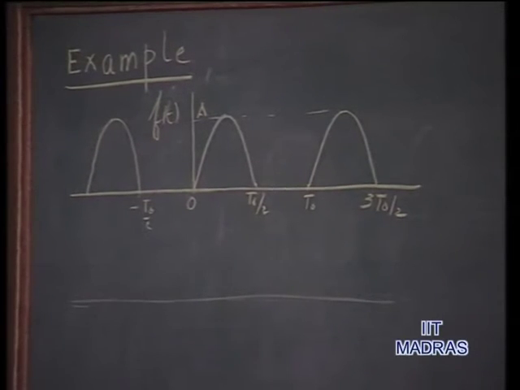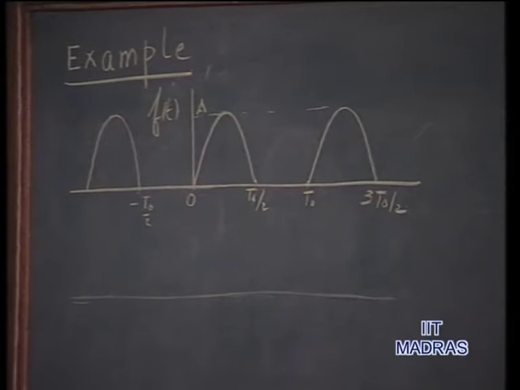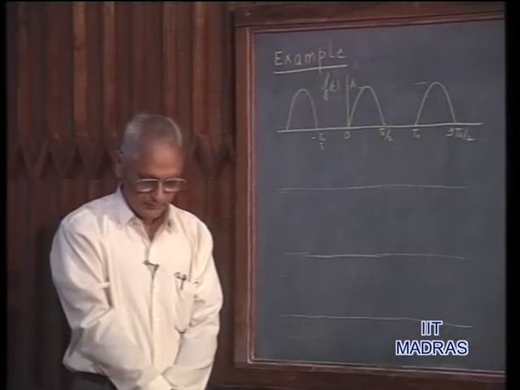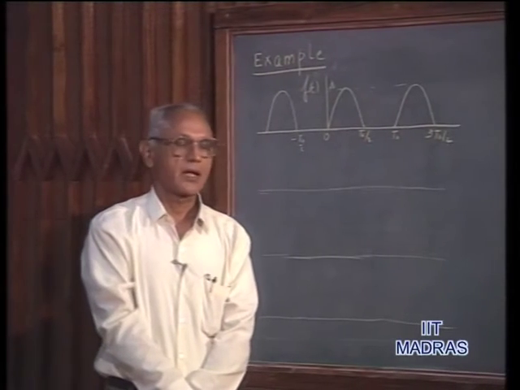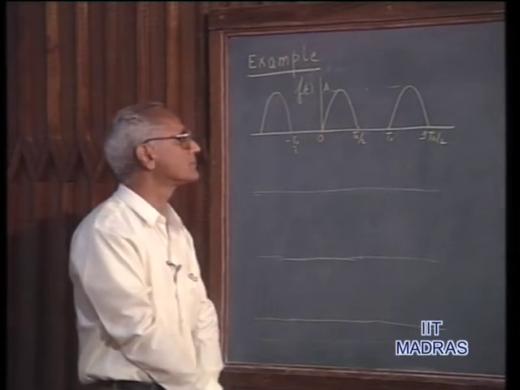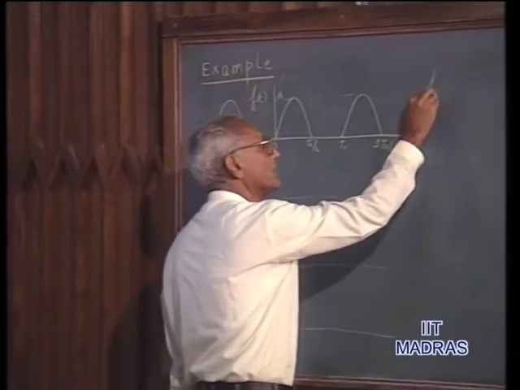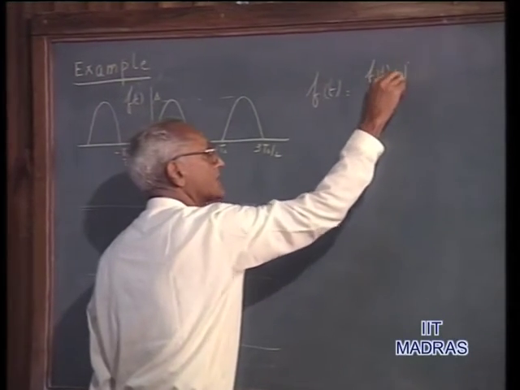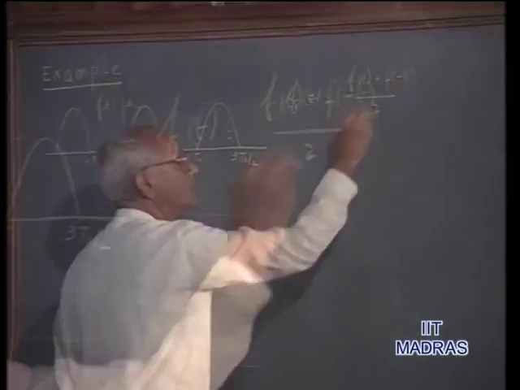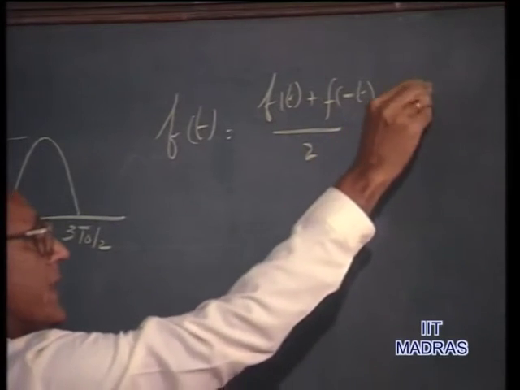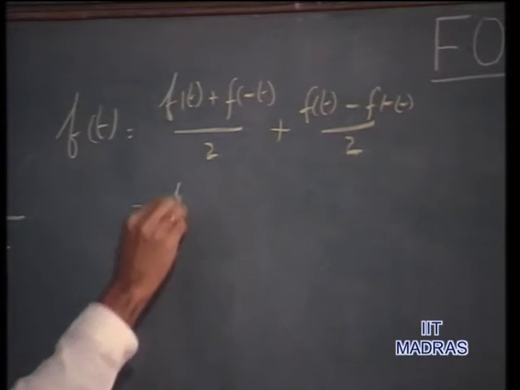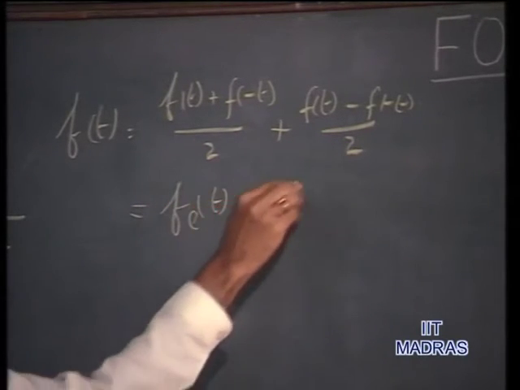Now when you look at this, the waveform does not have either an even symmetry or an odd symmetry. You recall that we had observed earlier that any given function can be split up as its even part and odd part respectively. In other words, if you have an f of t, you break this up as f of t plus f of minus t divided by 2, plus f of t minus f of minus t upon 2. This becomes the even part and this becomes the odd part.